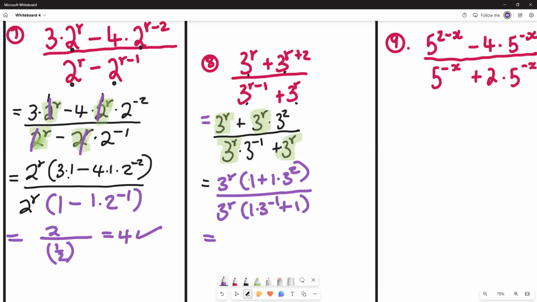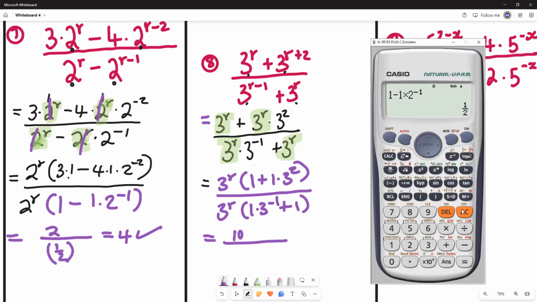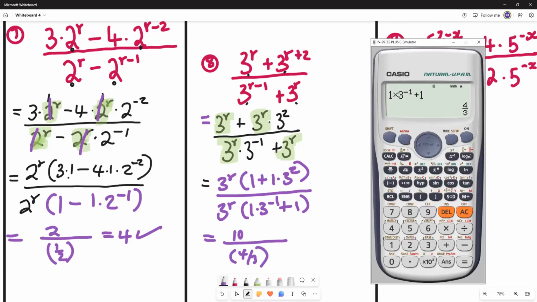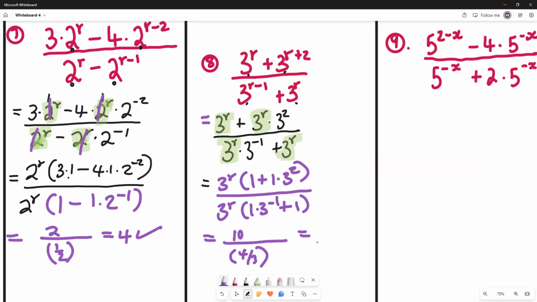Now let's see. What is 1 plus 1 times 3 squared? So this is 9. So you're going to have 10. Let's check at the bottom. Let's use a calculator to save time. So we're going to have 1 multiplied by 3 to the power negative 1, plus 1. So that will give you 4 over 3, I think. Yes, so now we're going to say 10 divided by the answer, which was 4 over 3, which gives you 15 over 2. If you verify using the method I showed you, it must give you 15 over 2.